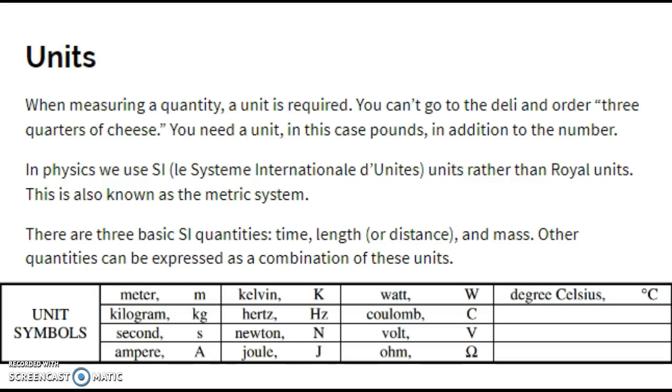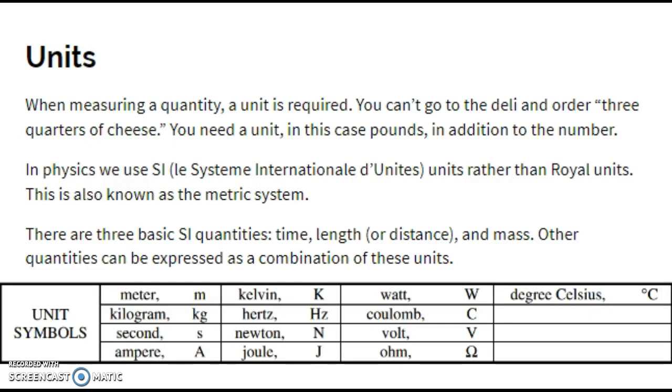And we also call this metric system. So we'll be using the metric system. When it comes to these SI units, there are 3 basic quantities. These are time, length, or you can think of that as distance, and mass. Basically, every single unit we deal with is going to be various multiplications and divisions of these units.